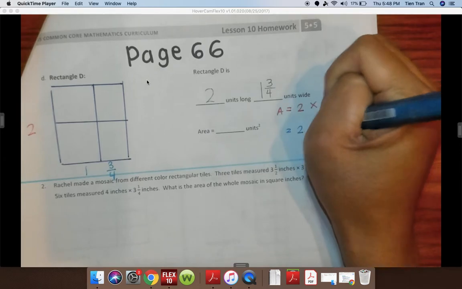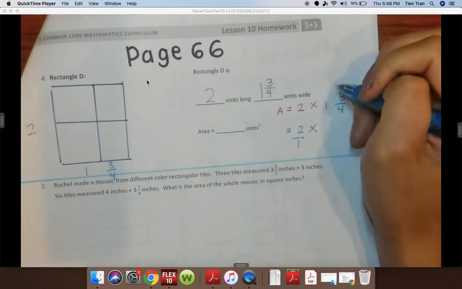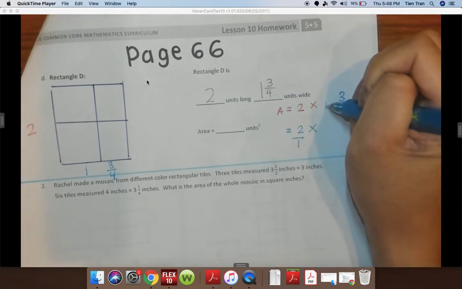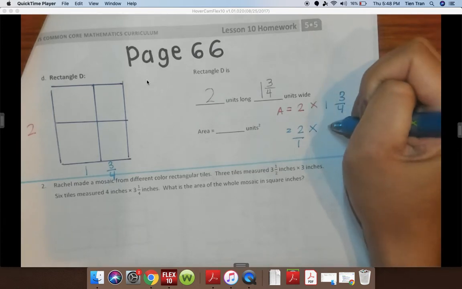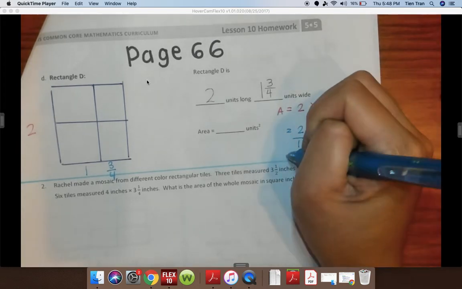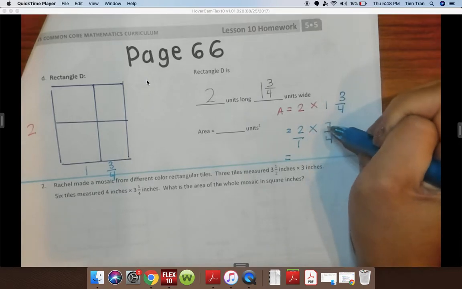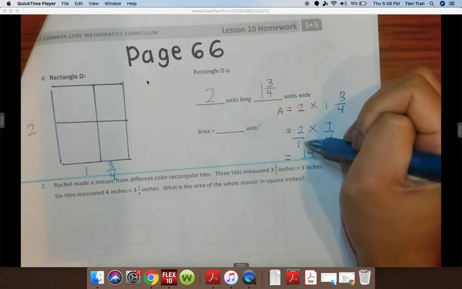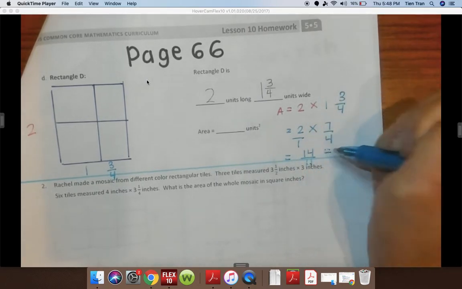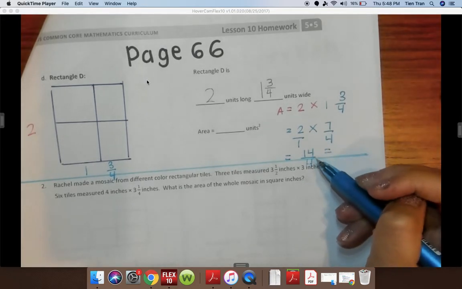So I have 2 times 1 3/4. I know that I can put 2 over 1, so that's easier for me to multiply. 4 times 1 is 4, plus 3 is 7. I have 7/4. I know that 2 times 7 is 14, and 1 times 4 is equal to 4. Now I'm going to divide 14 divided by 4.